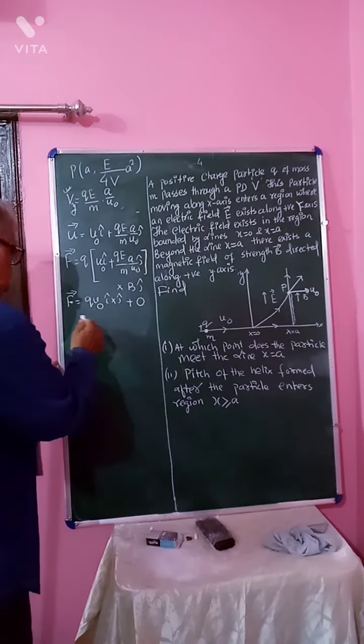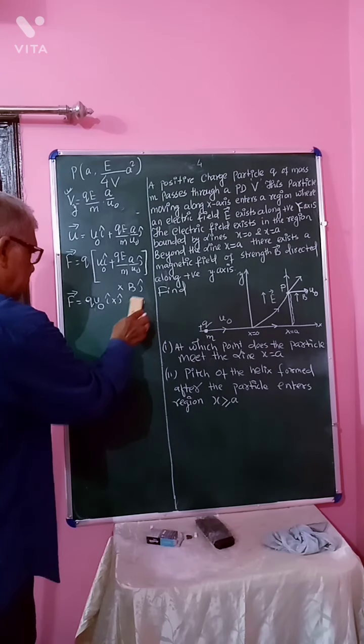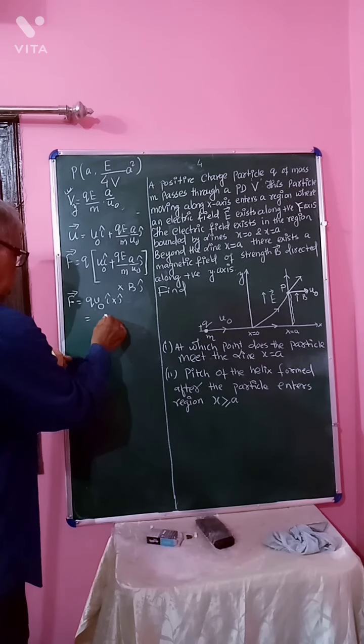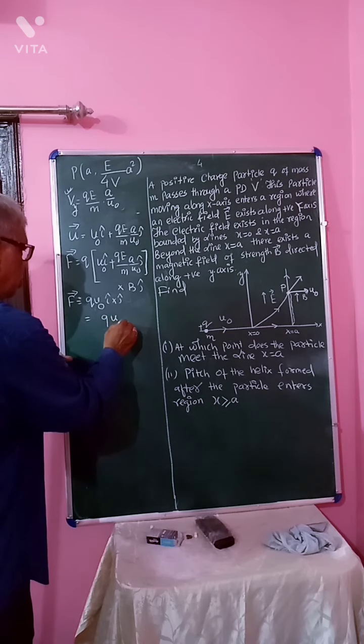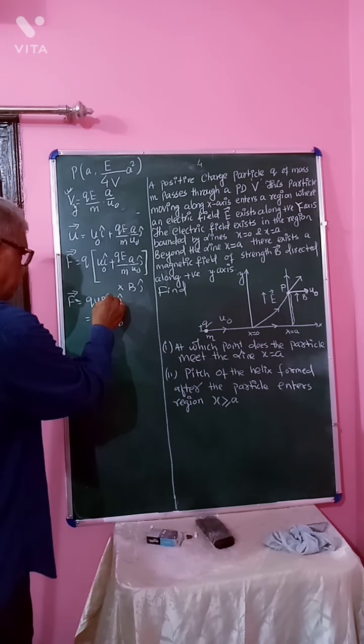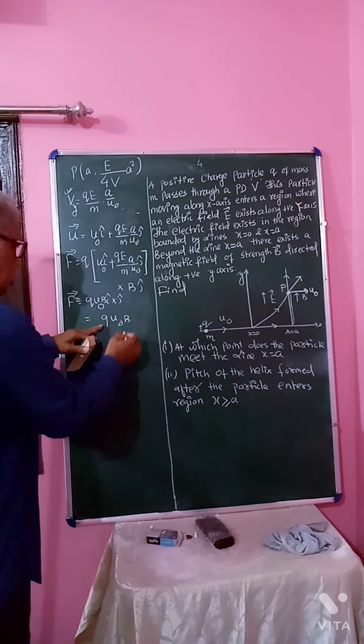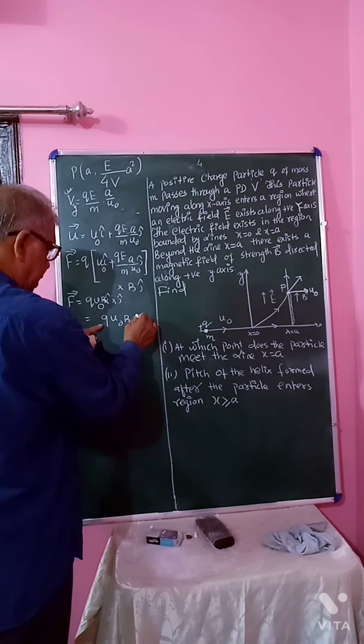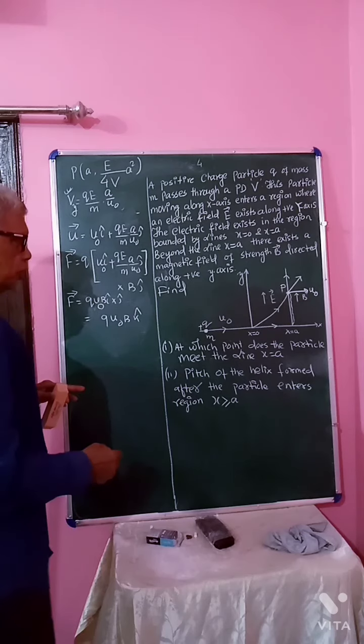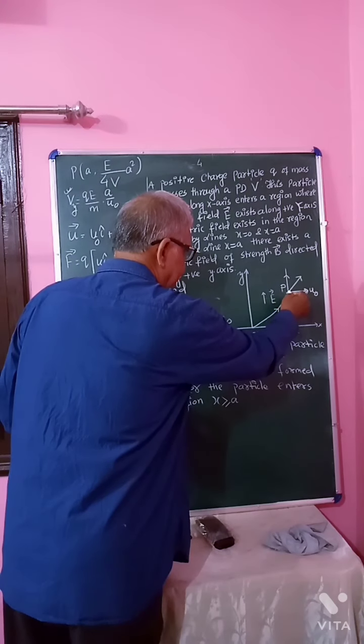So only the force is q u0 B, since i cross j is k cap. That is, the force is along the z direction.